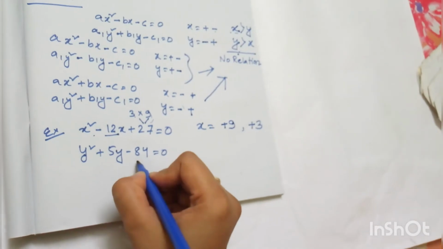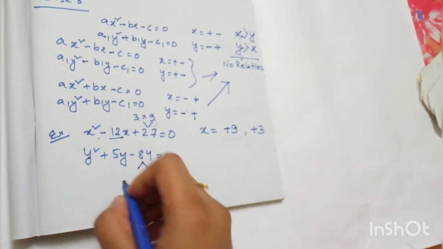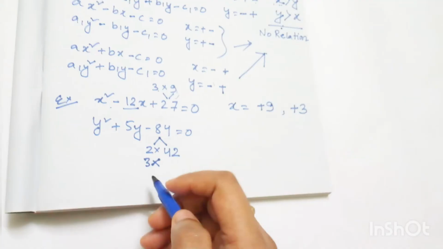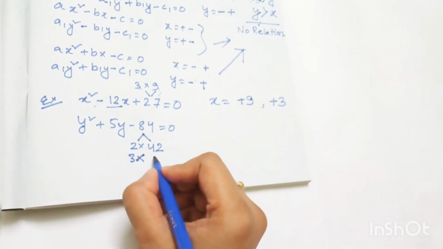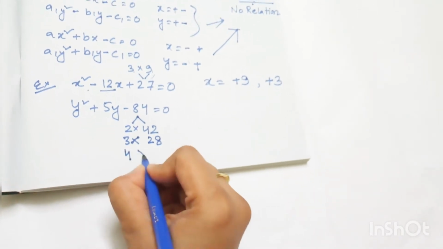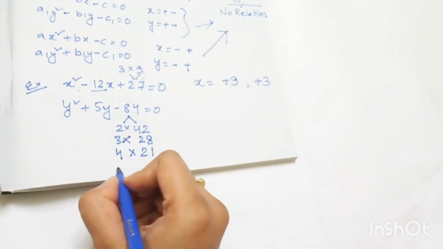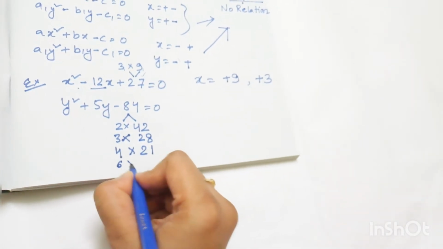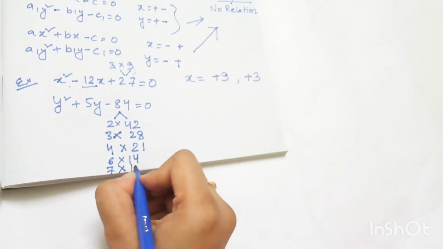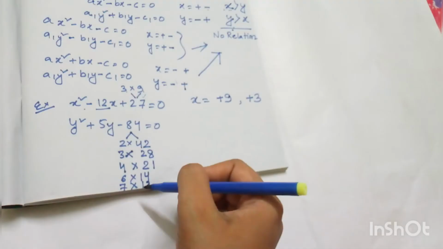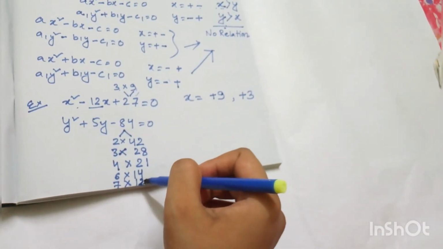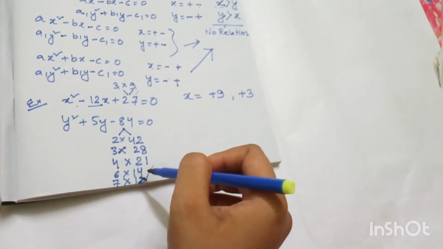And here 84, it will be 2 into 42. So 3 into 28, 4 into 21, then 6 into 14, and lastly 7 into 12. So if we subtract 7 from 12, we will get 5. So we will take this one.